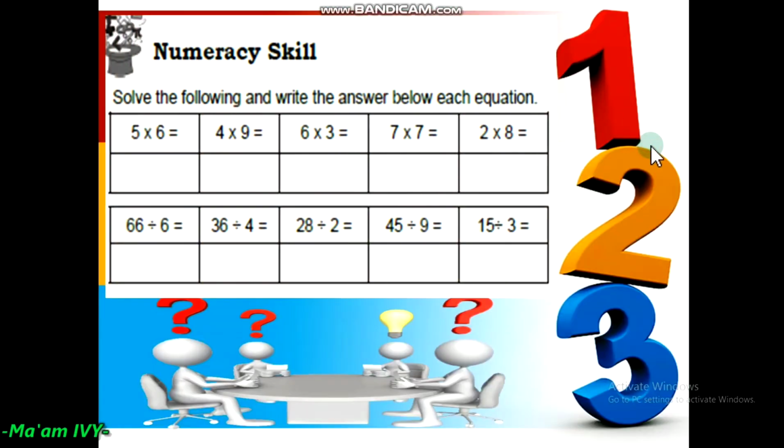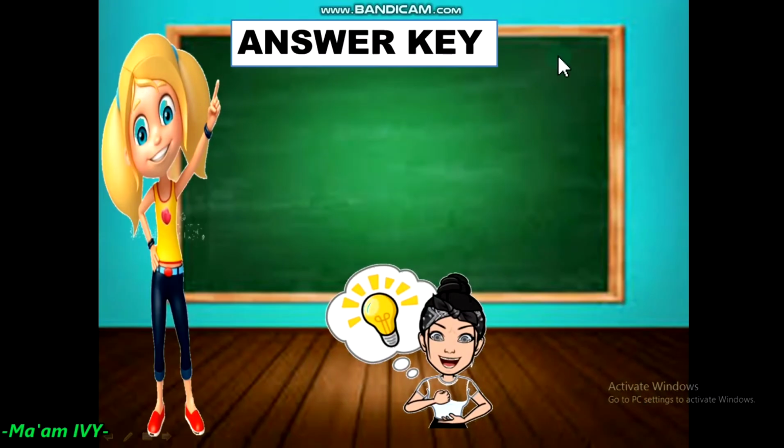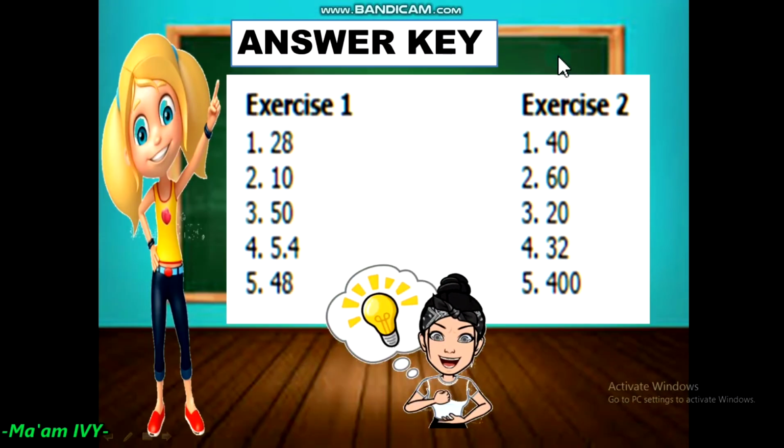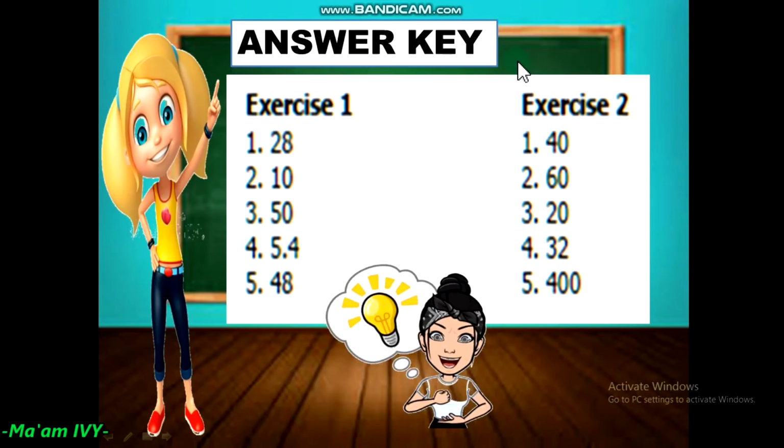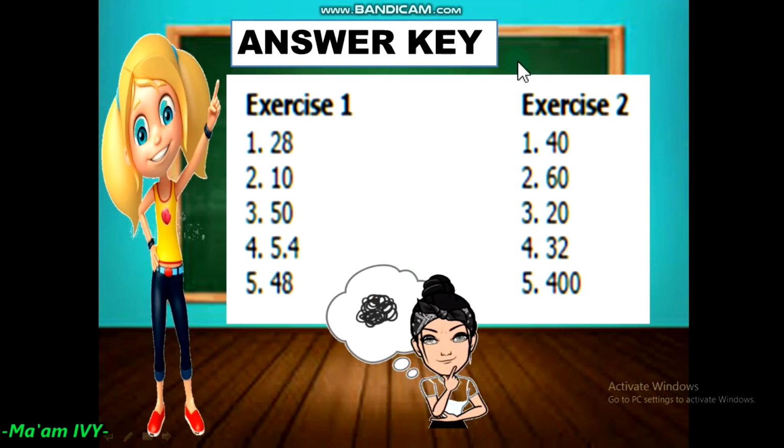We have here in our numeracy skill: solve the following and write the answer below each equation. You are going to multiply the numbers, kids, and then write your answers in the boxes. Now we have here your answer key. You're going to check whether you got the correct answers or not. You can also find the answer key on your math box.